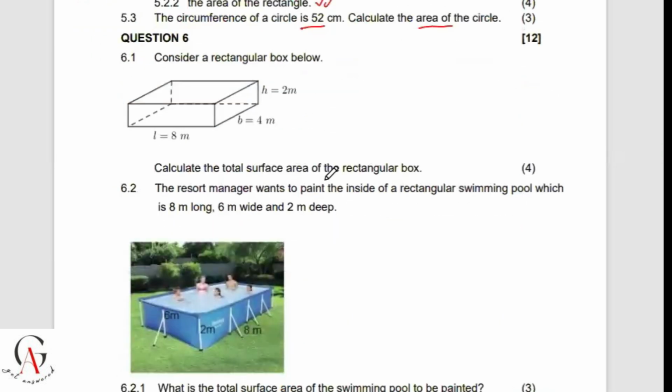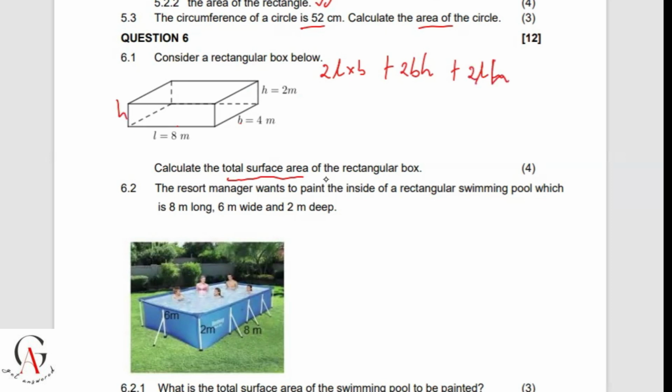Then question number 6, consider the rectangular box below. We have those measurements. Then the question wants us to get the total surface area. Now, we have 6 faces, which means we must get the area of all the faces and add them together. When you look at the bottom, it's length times the breadth. But this bottom part is the same as the top part, so I'll put a 2 there. Plus, when I look at this side, it's breadth times height. But this side is the same as the back side, so times 2. Then plus, when I look at this side here, it's the length and the height. But there are also 2 of them.